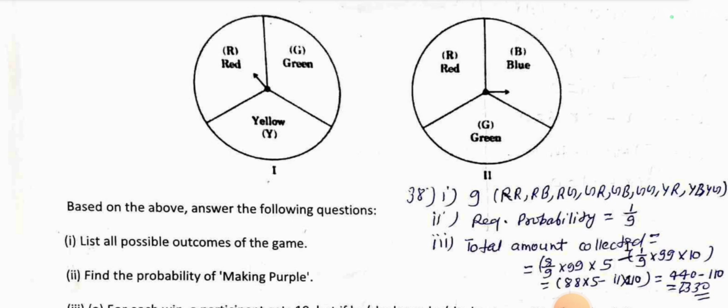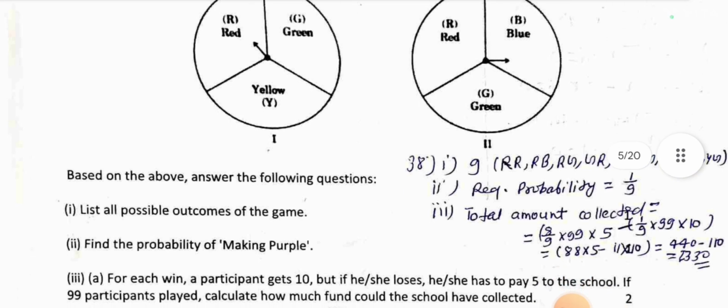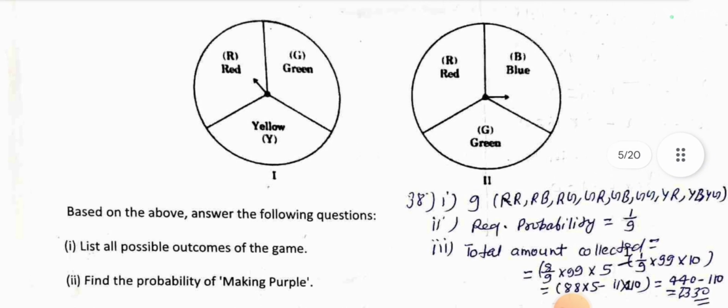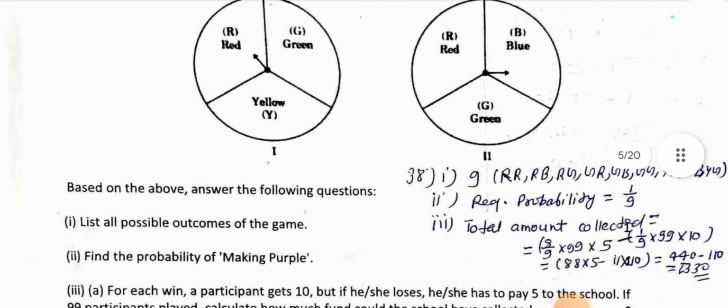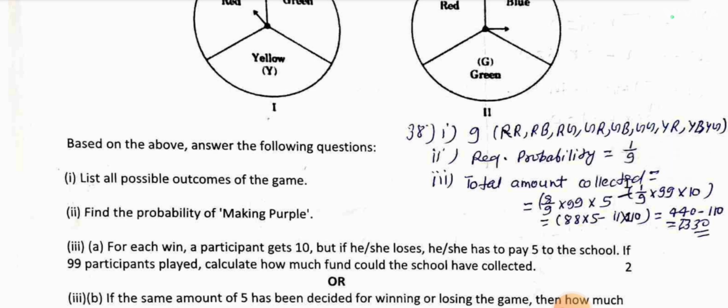How can we set it? One formula is also 3 to the power 3. If one coin is tossed, then 2 to the power 1. Here in one spinning wheel there are 3, so we can take 3 to the power 2, which means 9. Second, find the probability of making purple.